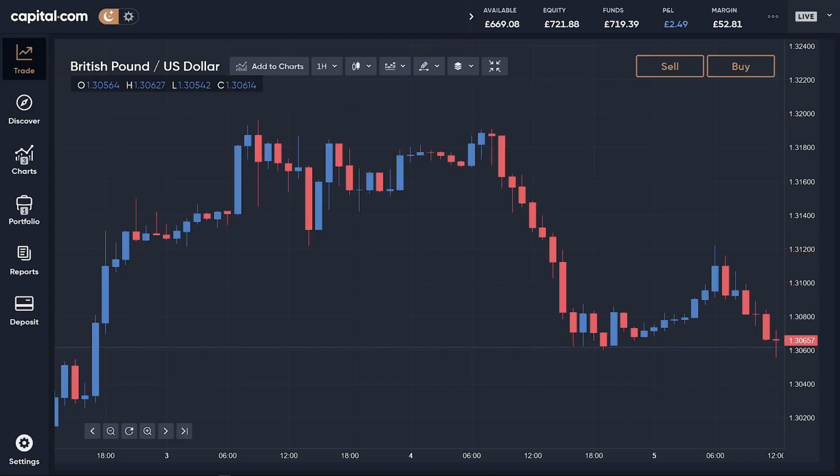Let's have a look at a quick example, then we'll look at the theory, then we'll look at some more real-world examples. Let's just take a quick look at what we mean when we're talking about selling near resistance. It's this sort of thing.